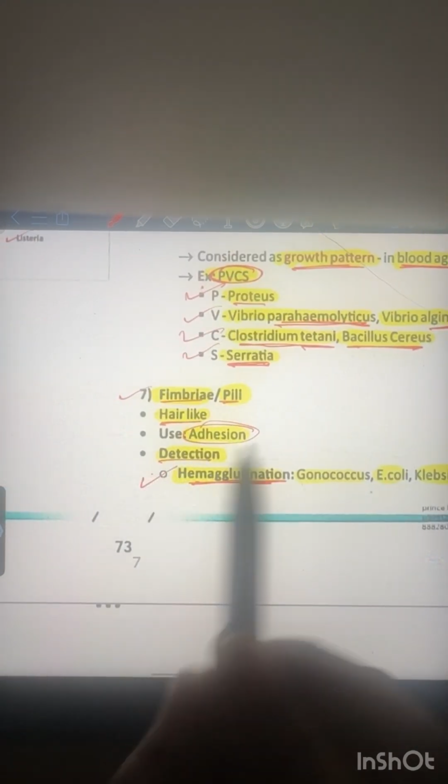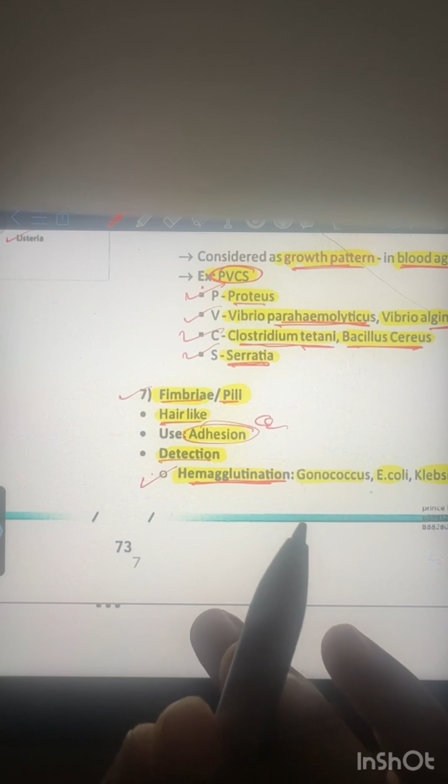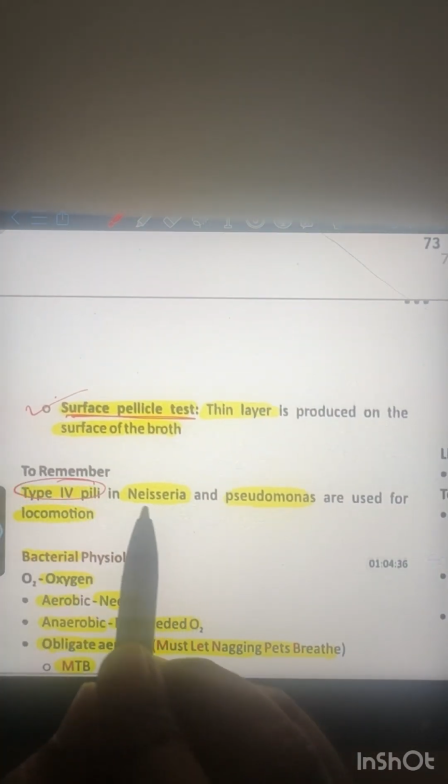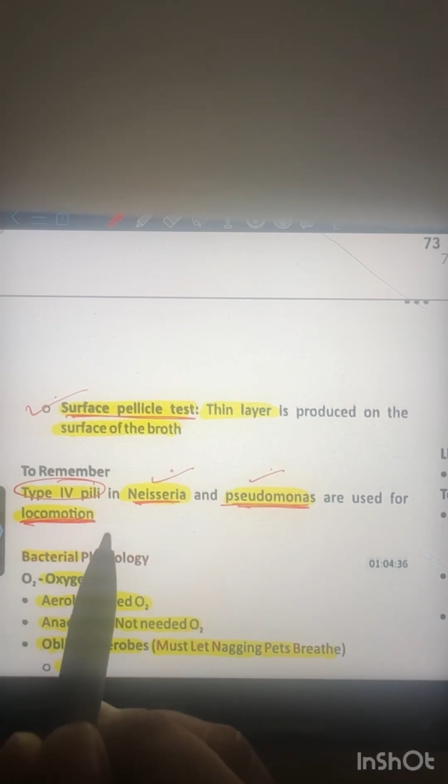surface pellicle testing. So now a question that I want to ask all of you is, for all practical purposes I am saying fimbriae or pili are for attachment, but can they help in motility? Can they aid in motility? Yes, this has also been a recent exam question. The first organism in which you need to know where they help in motility is Neisseria, and the other one can also be Pseudomonas. And let me tell you, the kind of pili which helps in this motility is going to be the type 4 pili.